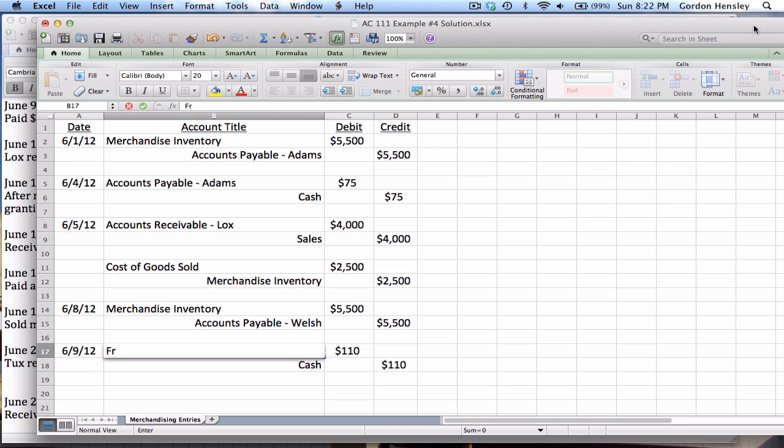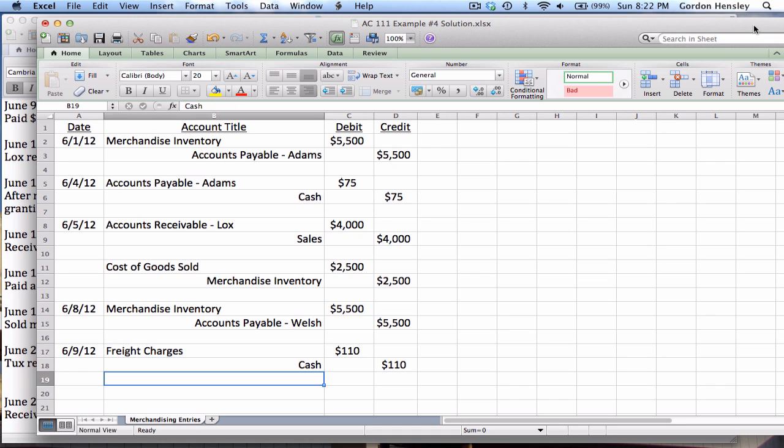Because by debiting freight charges, that's an expense account. When I pay the shipping for a customer, that's just an expense to me. It's just costing me money. So I want to debit freight charges, 110, credit cash, 110.